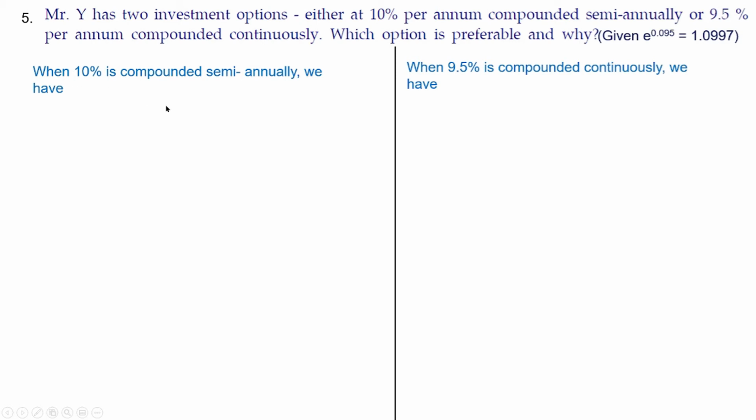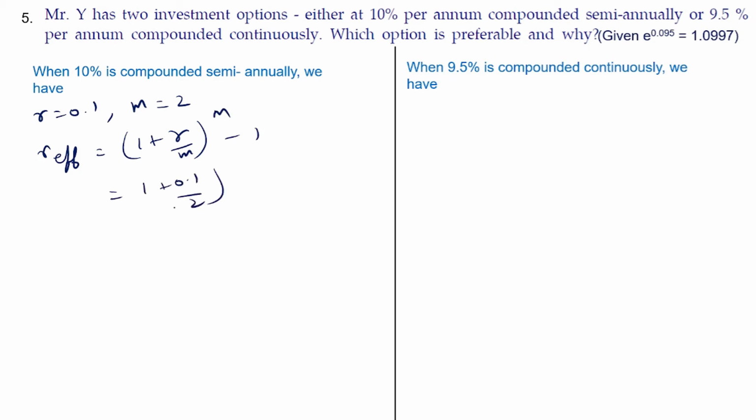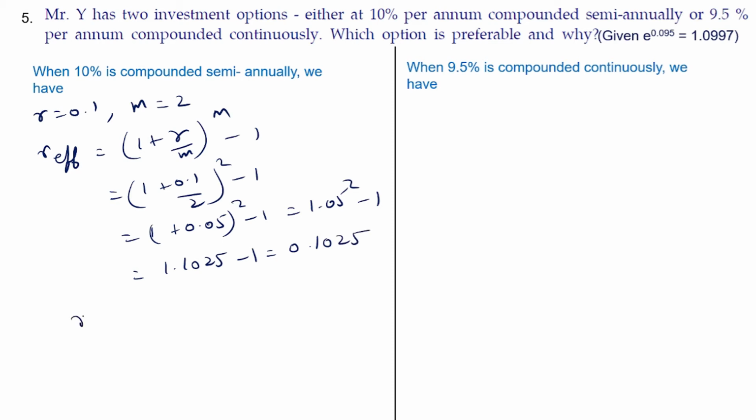First, let us take when 10% is compounded semi-annually. We have R as 0.1 and M as 2. R effective is equal to 1 plus R by M the whole raised to M, minus 1. So it is 1 plus 0.1 by 2 the whole square minus 1. It is 1 plus 0.05 the whole square minus 1, or it is 1.05 square minus 1. 1.05 square is 1.1025. So this when we simplify, we get 0.1025.